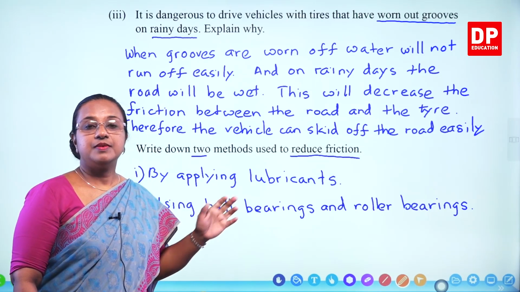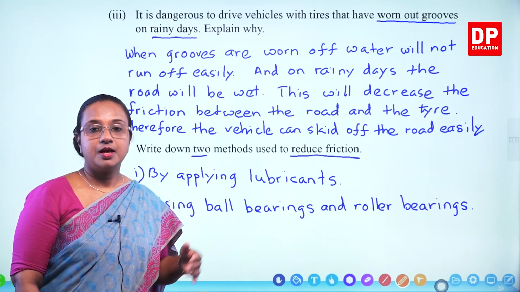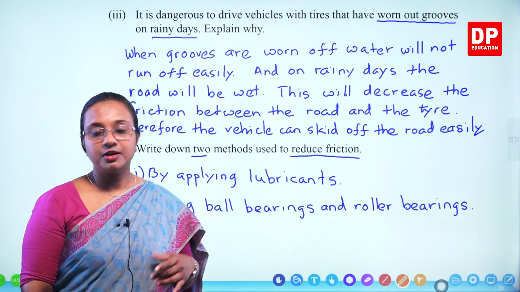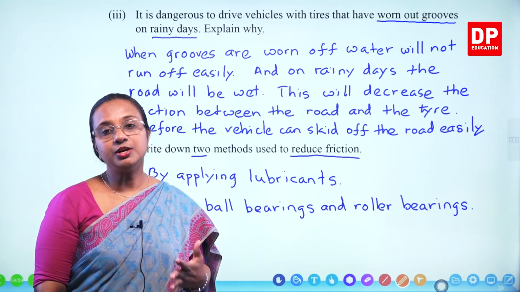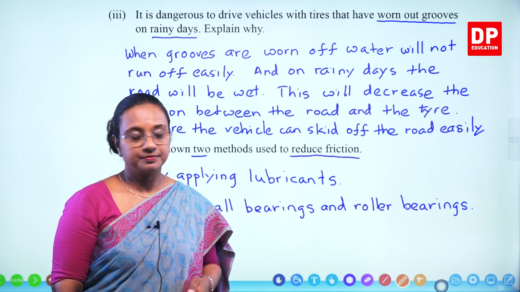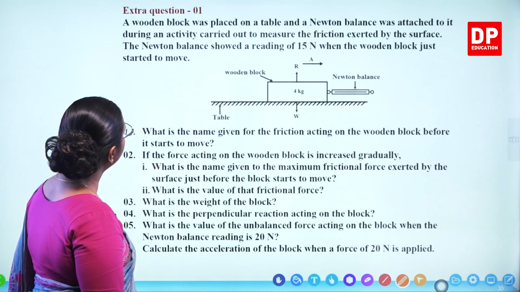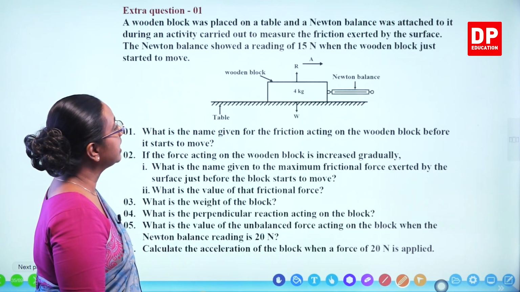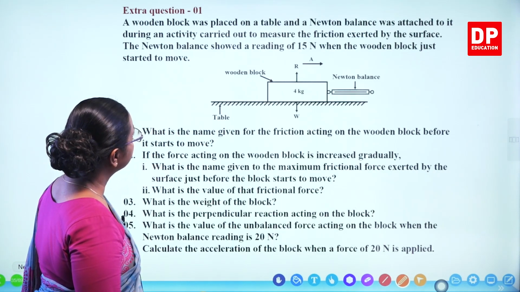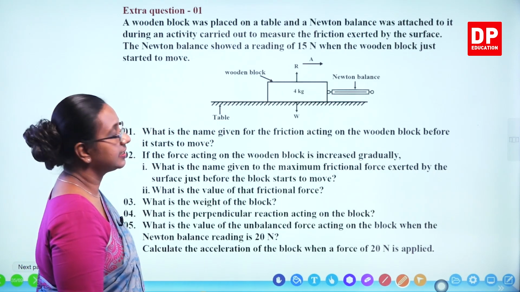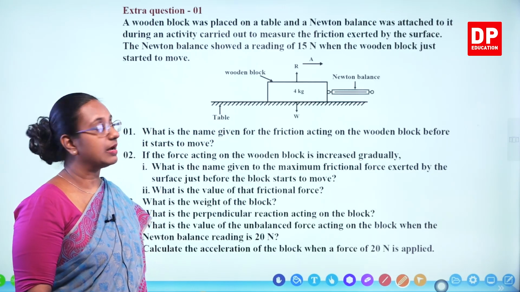So students, we have come to the end of the questions in your textbook. But these are not enough to practice. So we will discuss some more additional questions related to friction. Extra question 1. A wooden block was placed on a table and a Newton balance was attached to it during an activity carried out to measure the friction exerted by the surface.